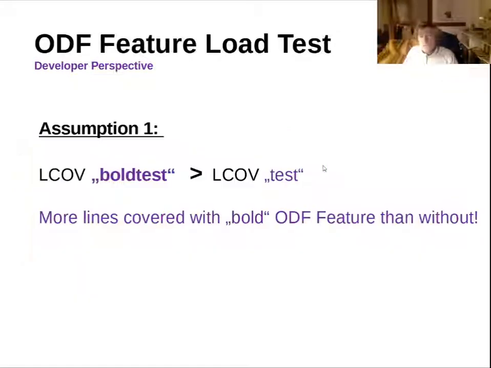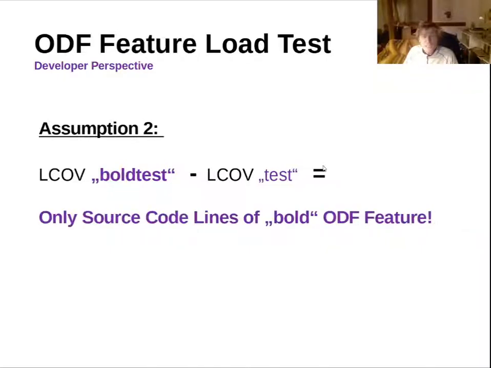And I have two assumptions on this. First assumption is that the line coverage of the bold test is higher than the one without. Might be natural, okay? And the second assumption is if we subtract the usual test from the bold test, then we get only the lines that are related to the ODF bold feature. There might be other lines related to it, of course, but this is very nice to have solely the lines of a feature.